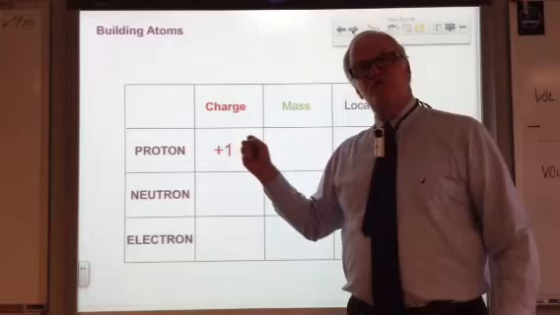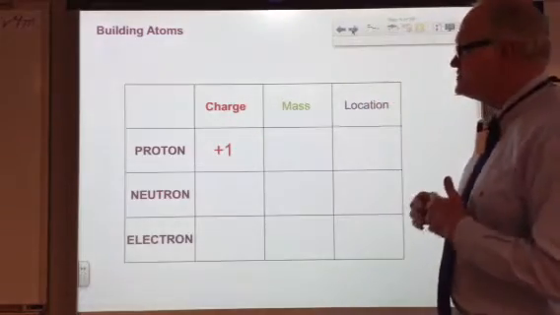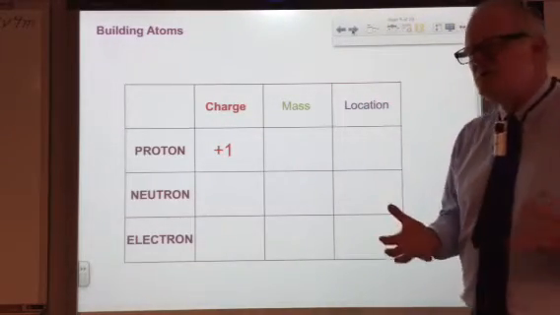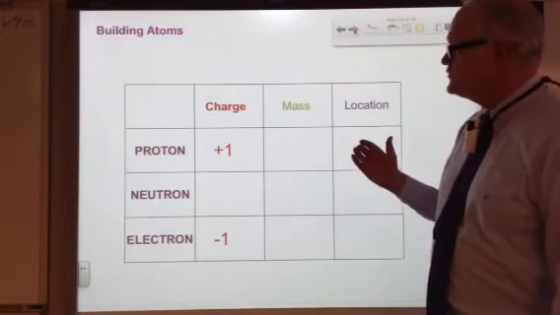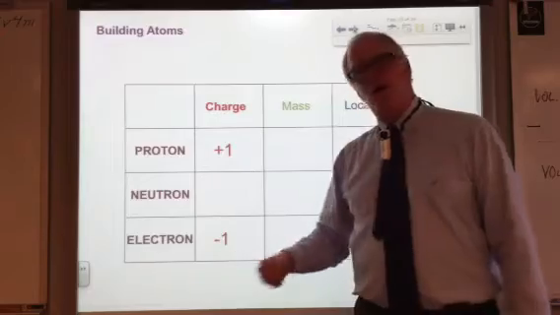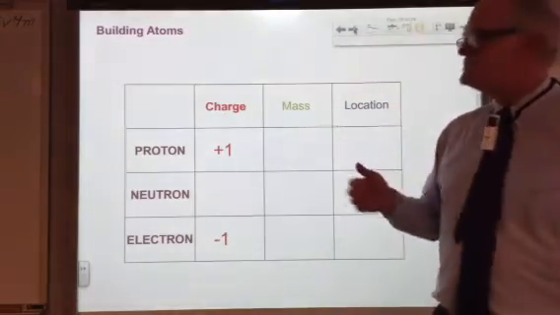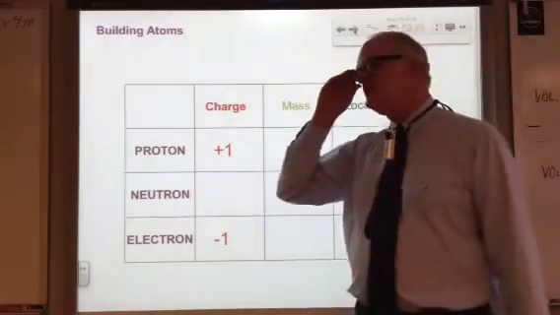Protons have a +1 charge. So this is the kind of charge that maybe we associate with electricity. And electrons have the opposite charge of a proton. They have a -1, 1 unit of negative charge. Protons have 1 unit of positive charge.